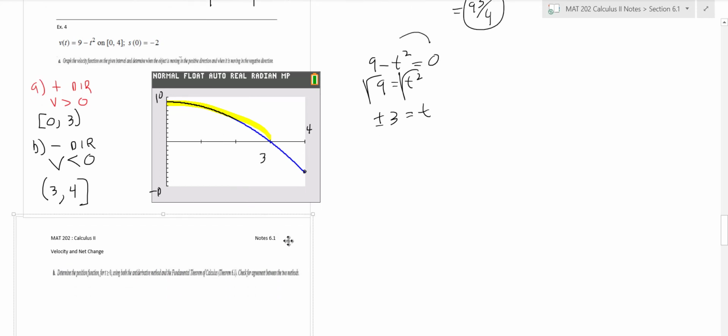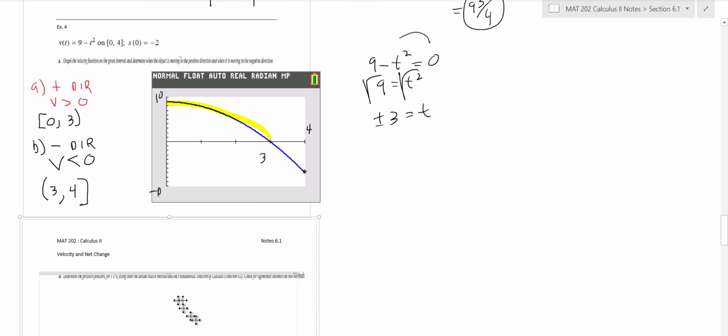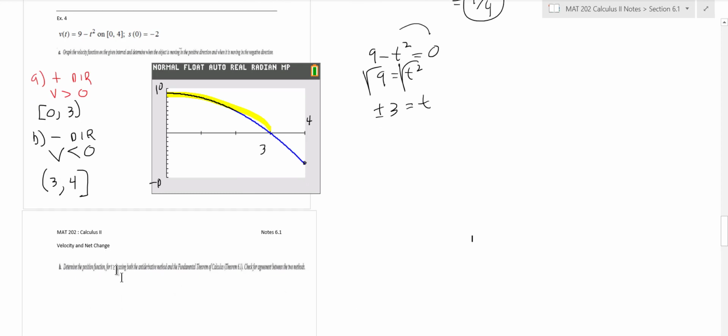Okay, so next thing is we're going to determine the position function for t greater than 0 using both the antiderivative and the fundamental theorem of calculus for agreement between the two methods. All right, so once we got that graph put together, what I want to go ahead and do is write down the conditions we have here. This is a problem you actually learned how to do in Calc 1.